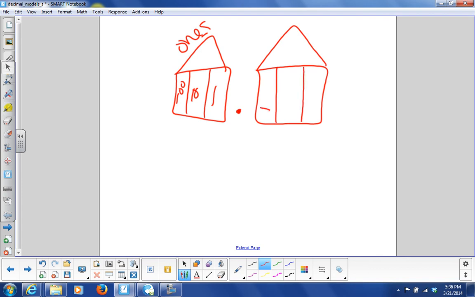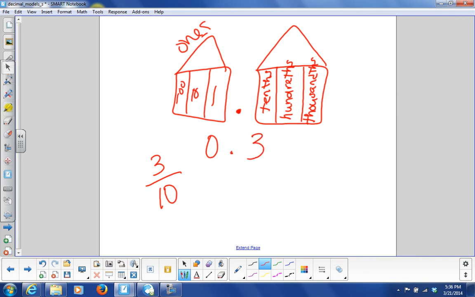And here I'm going to have tenths, hundredths, and thousandths. I know it might be hard to hear me, but there is a TH at the end of these. Okay? Tenths, hundredths, thousandths. So if I have 3 tenths as a fraction, I know I'm going to have a 0 in my ones because I don't have a 1 here. It's not a mixed number. And then I'm going to have 3 in my tenths house. Make sense?